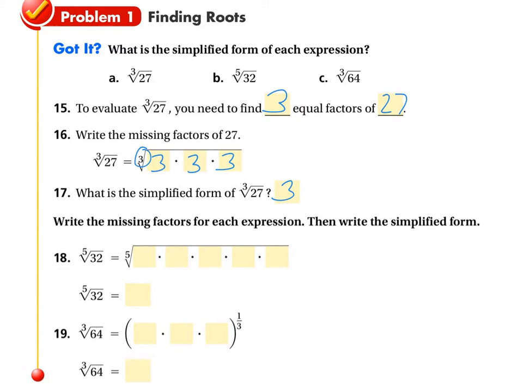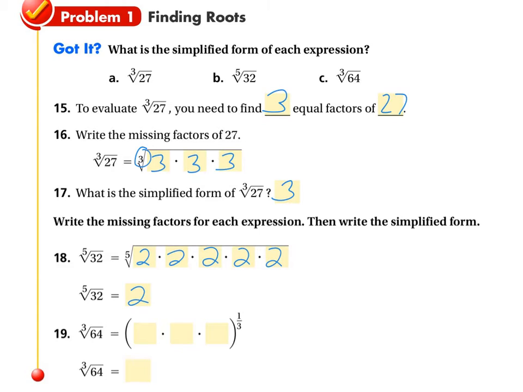Let's do it for each of the following. 32. What times itself times itself times itself times itself equals 32? Well, 2 times 2 is 4, times 2 is 8, times 2 is 16, times 2 is 32. So the fifth root of 32 is 2.